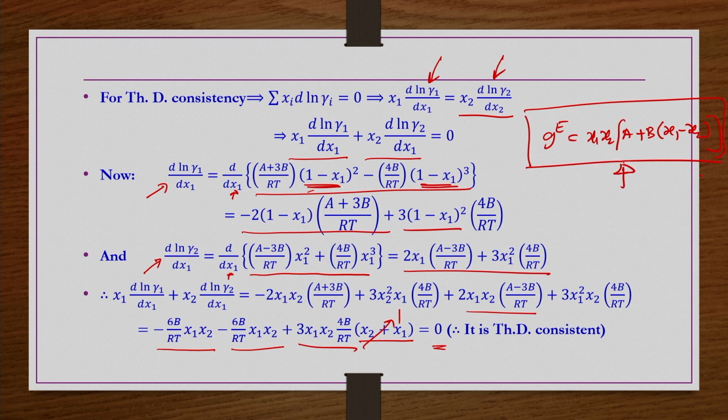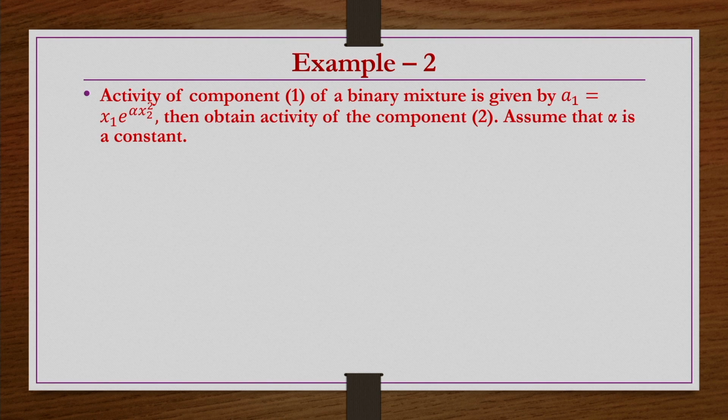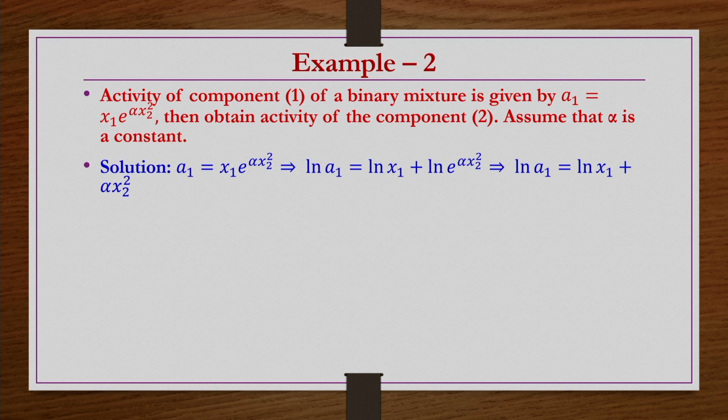And then this equation, if you recollect, is also known as the 3 suffix Margules equation, and these activity coefficients are known as the corresponding activity coefficients of the 3 suffix Margules equation. So, quickly we take another example along similar lines. The activity of component 1 of a binary mixture is given by a1 equal to x1 exponential of alpha x2 square; obtain the activity of component 2.